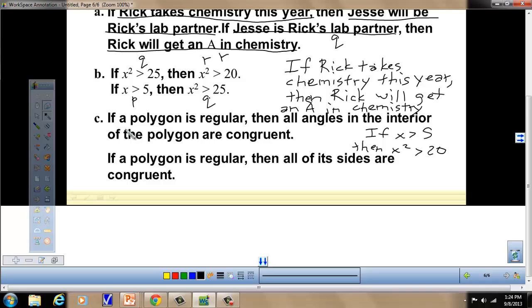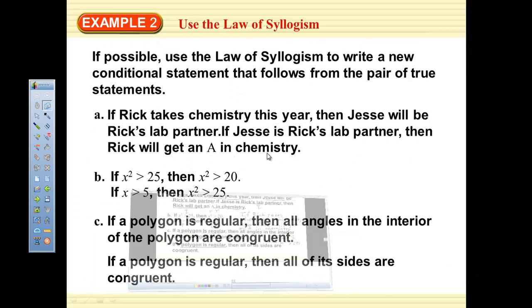For the last one, let's see. This one doesn't look like it works so well because we've got a P here and we've got a P here. So this one shouldn't actually work because if we've got the P in the same place, then it's not truly a law of syllogism. Even if it says so on the slides, this isn't necessarily true.